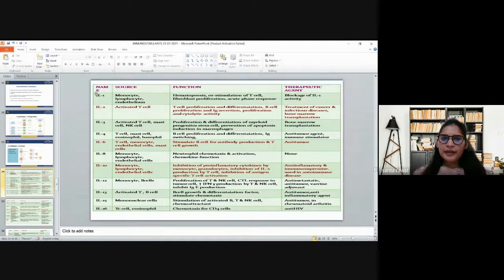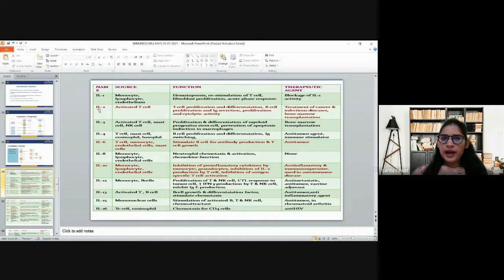Now next we have the name, the source, the function, and the therapeutic effect of some immune modulators. When we talk about IL-1, their source is monocytes, lymphocytes and endothelium, and their function includes hematopoiesis, co-stimulation of T cell, fibroblast proliferation, and acute phase response. And their therapeutic agent is blockage of IL-1 activity.